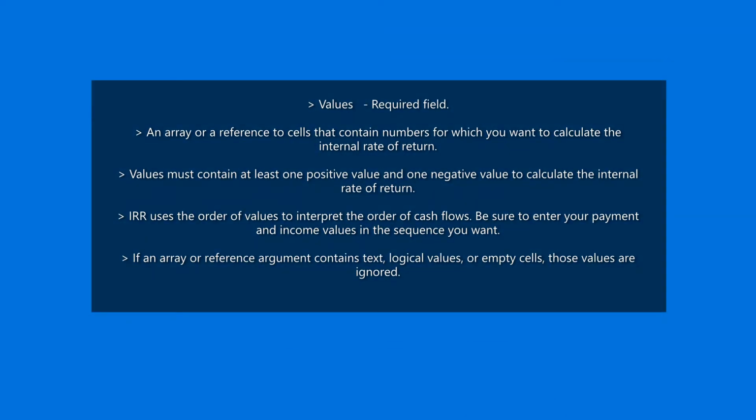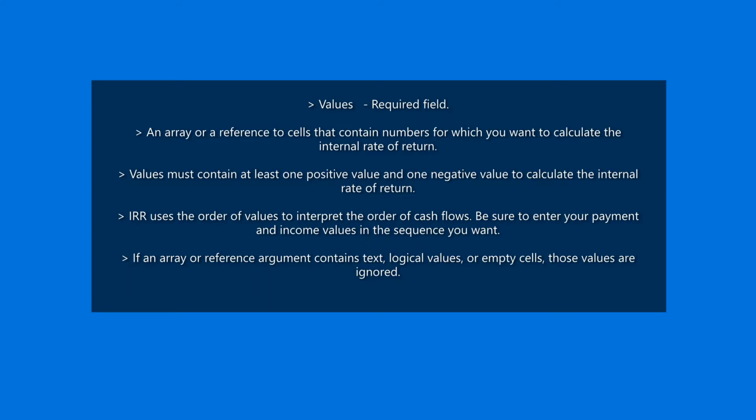So the first input value, that is values, is a required field and it means an array or a reference to cells that contain numbers for which you want to calculate the internal rate of return. So this is the cash flow values. It is a series of numbers for which we want to calculate the internal rate of return. Values must contain at least one positive value and one negative value to calculate the internal rate of return. The negative value means the cash outflow and the positive values mean the cash inflows.